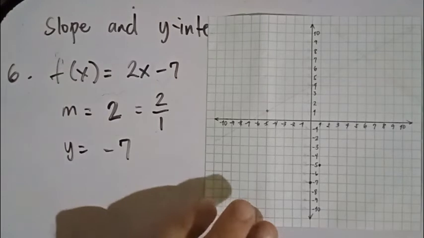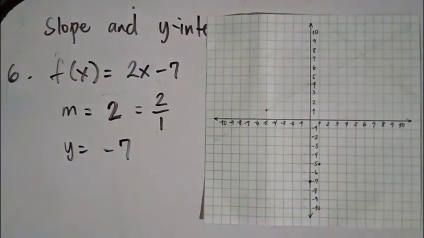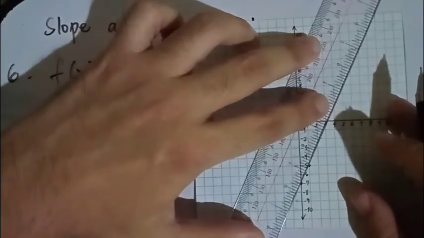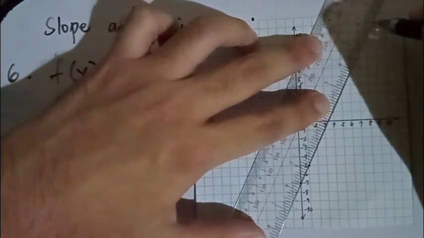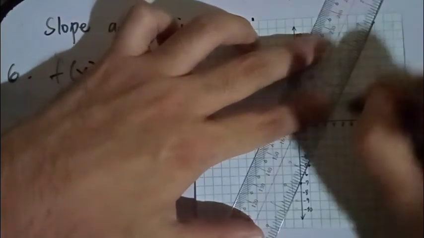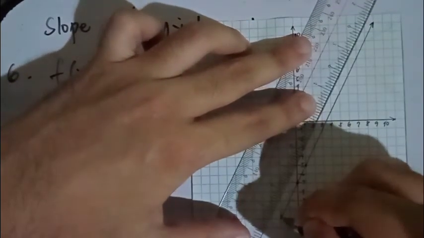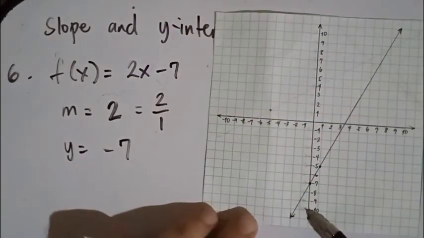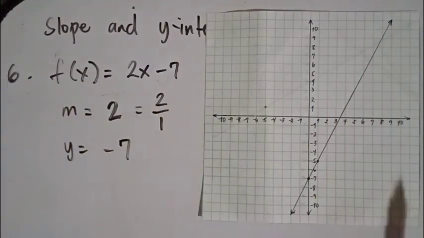Okay? So, rise over run ulit. Kaso, pwede na to. Okay? 2 points is enough to form a line. So, pwede na nating i-connect tong dalawang points, no? So, kagaya nito. Ayan. And there you have it. Ito na yung graph ng linear function na f of x equals 2x minus 7.